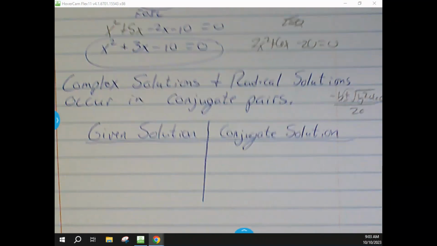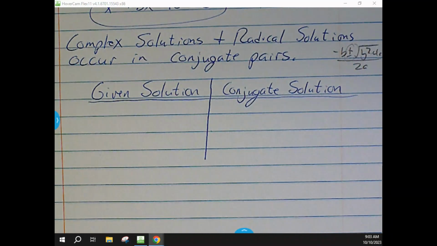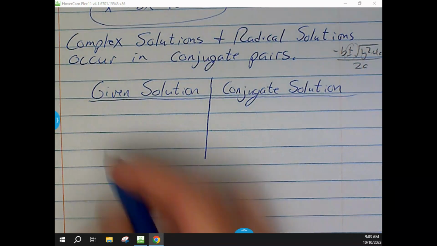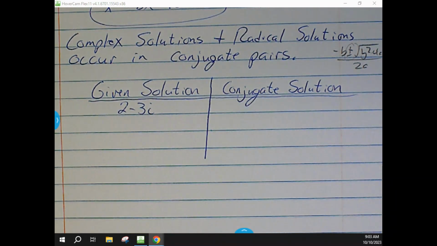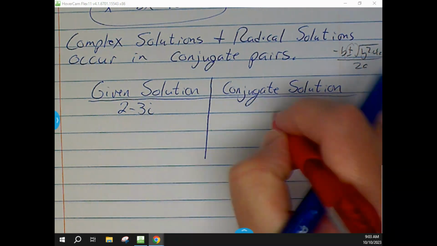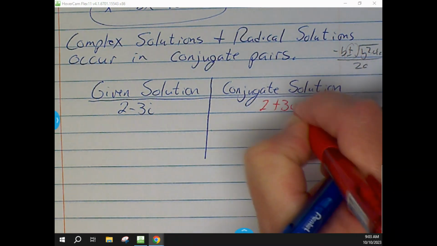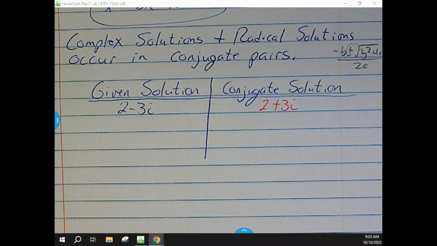Now, some of the questions in the homework will be really easy. They're going to give you a solution, something like 2 minus 3i, and ask you to name another solution to this equation. Well, if it's 2 minus 3i, the conjugate is just 2 plus 3i. And some of it is going to be just that.